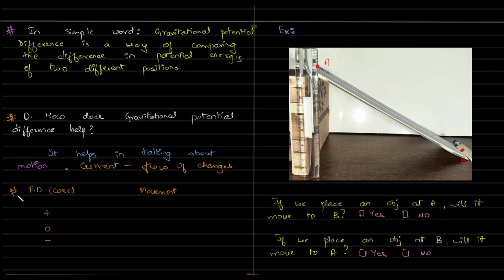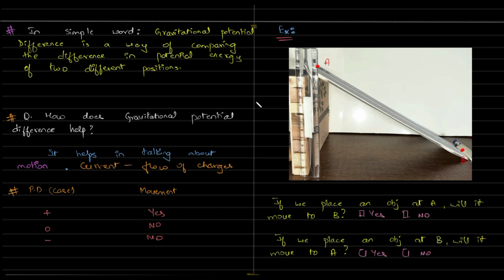There are different cases of potential difference: positive, zero, or negative. So my simple question to you is, when will we see motion? When will we see movement? Is it when the potential difference is positive, zero, or negative? Well, when it is positive, not when it's zero, not when it's negative too. So we don't see movement in two cases, but we see movement only in the first case.